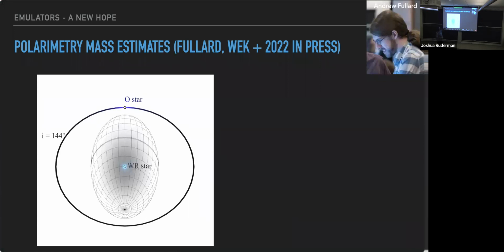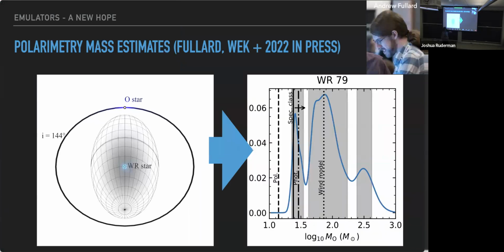Essentially, you can use polarimetry to do mass estimates of massive stars. I'm not going to go into this, but what we could do is compute posteriors of mass estimates. This is the mass of the star that we found, and this is the probability. These are measurements that were done before, and you can see other methods find these different peaks that we find in our posterior.